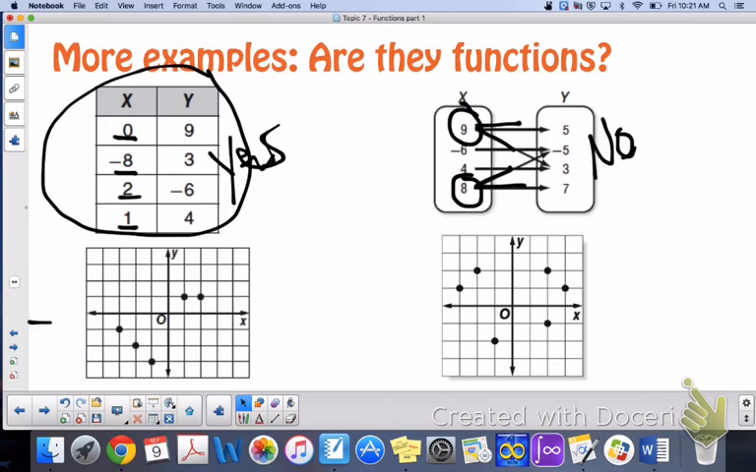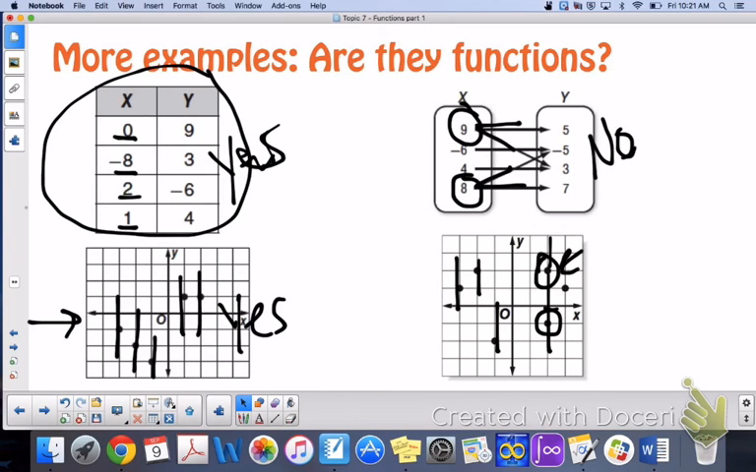This graph down here, the lower left, let's see, a vertical line through all the points. Every vertical line only hits once, so yes, that is a function. In this one, a vertical line right there hits twice. An input of 2 has 2 different outputs, so that is not a function.